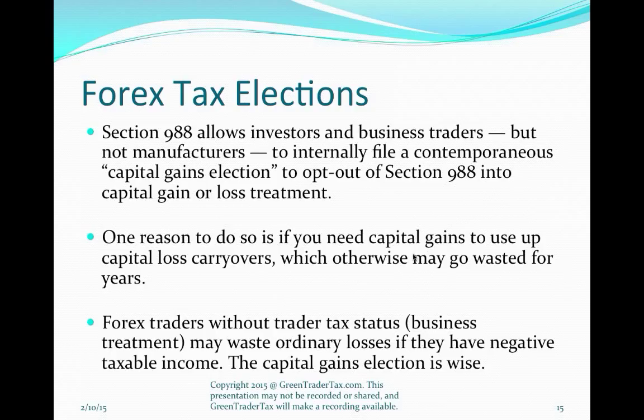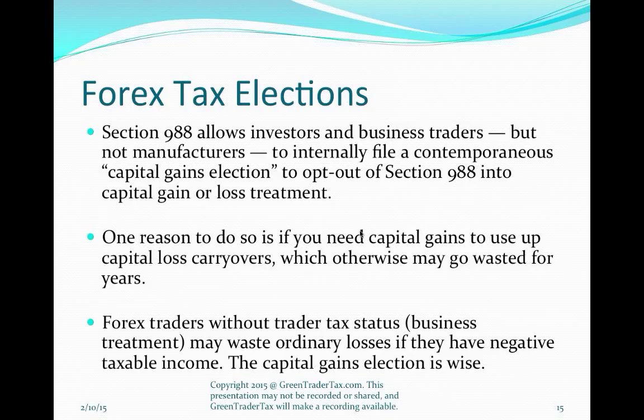Now, Forex tax treatment. By default, Forex transactions start off receiving ordinary gain or loss treatment as dictated in Section 988. It's summary reporting. It's realized gains and losses, including rollovers. And the good news is it can offset your ordinary income. We discussed that already.